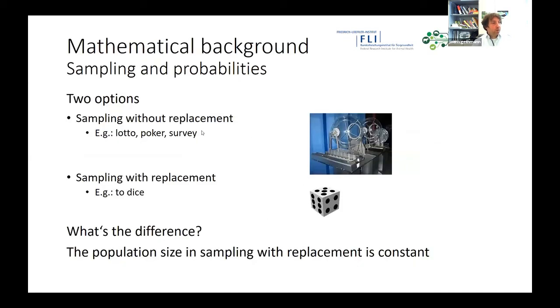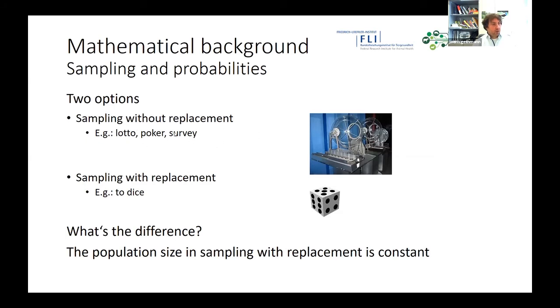Now, a little bit on the mathematical background, sampling and probabilities. In general, there are 2 options, and I think you all know these examples. First, sampling without replacement, for example lotto or poker, or a survey, so you avoid testing animals twice. And you have sampling with replacement. For example, if you roll a dice, you always have 6 options.